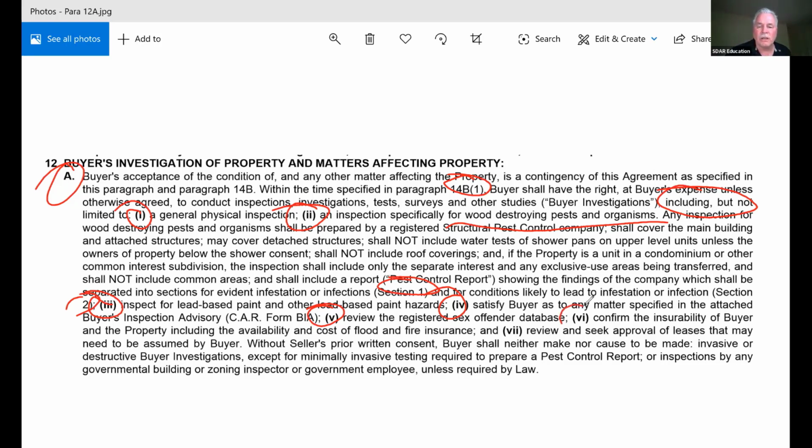Number 6, confirm the insurability of the buyer and the property, both. So remember, there's 2 things. 1, buyer's insurance, and then 2, the property's insurance. 2 things on the CLUE database. One of them is whether the property has had claims. The other is whether the buyer has had claims, okay? All right, so including the availability and cost of flood and fire insurance.